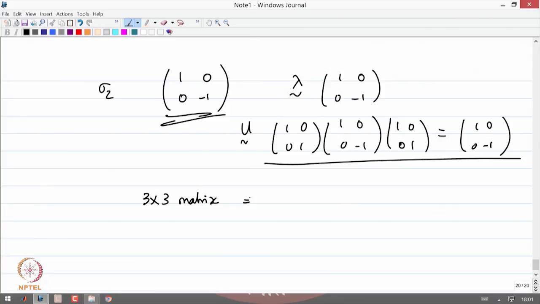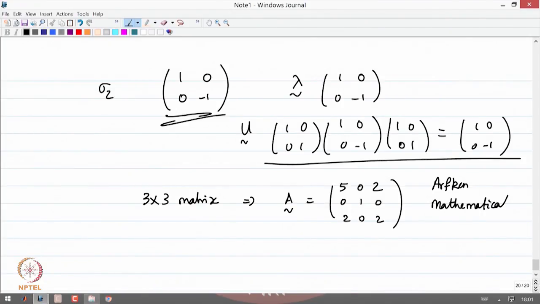A 3 by 3 matrix is a slightly more involved example. So let us take this particular matrix A equal to 5 0 2, 0 1 0, 2 0 2. Okay. And let us find out its eigenvalues. Of course, I have picked it up from one of the most famous mathematical physics textbooks, Arfken, the book on mathematical methods for physicists. Of course, you can find innumerable such matrices anyway.